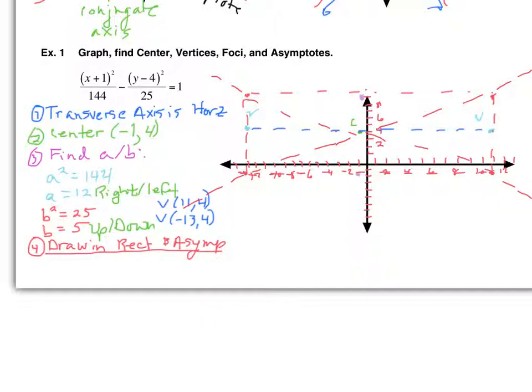Okay, so there's your asymptotes, but we do need to find the equations to those asymptotes and the foci. So let's go ahead and draw in our hyperbolas, and then we'll find the equation of the asymptotes and the foci. So step 5, draw in the hyperbolas. So all I have to do is follow from my asymptote, hit the vertex, and hug that other asymptote on both of those sides. So we're just drawing them in.